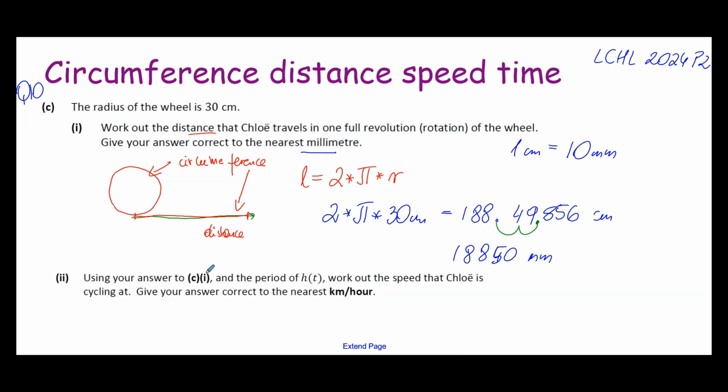Using your answer to part C1, the distance she traveled: I know the circumference, which is the distance she traveled in one full rotation of the wheel. And the period of h(t), the function we were looking at in the previous part, was that one rotation of the wheel takes 0.4 of a second. So that's how long it takes for a wheel to move from the beginning to the end. We have to work out the speed that Chloe is cycling at. So distance, speed, and time, that's what it is.